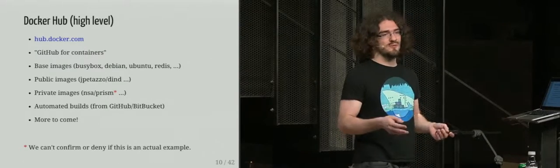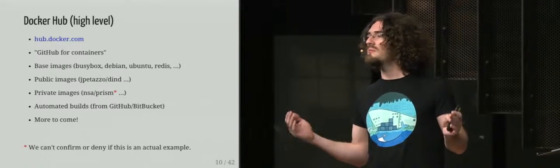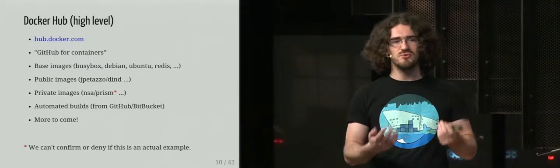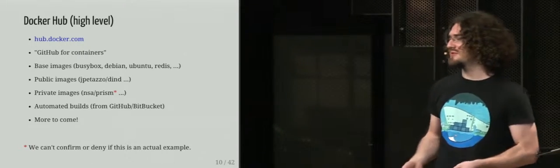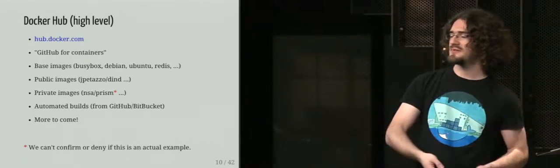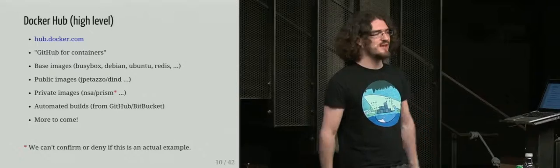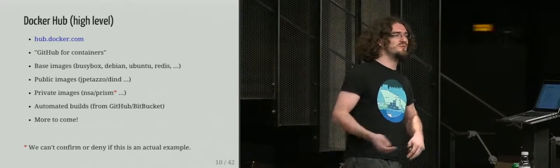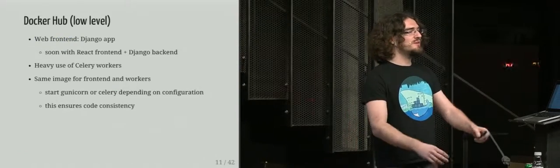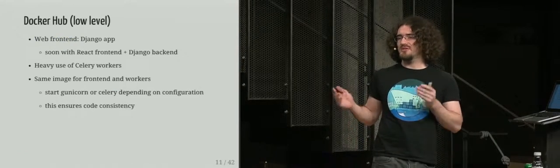So we have the Docker Hub. So the high level, as you probably know, the Docker Hub is this collection of services that you can use to make Docker more useful. So it is the kind of GitHub for containers where you can store your containers, your container images. You can have automated build systems. You have a library of public images, and it's awesome. But on the low level, the Docker Hub is a Django app.